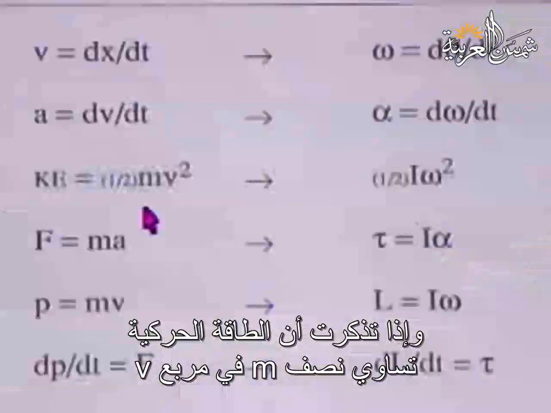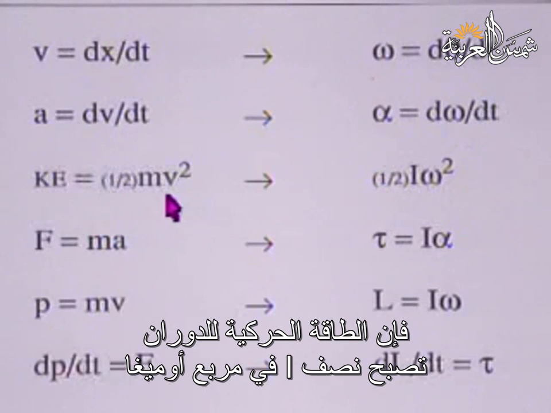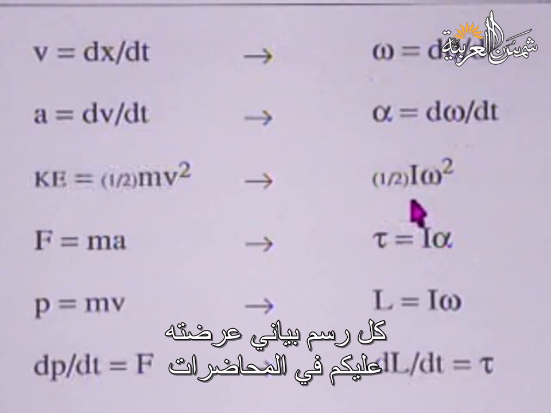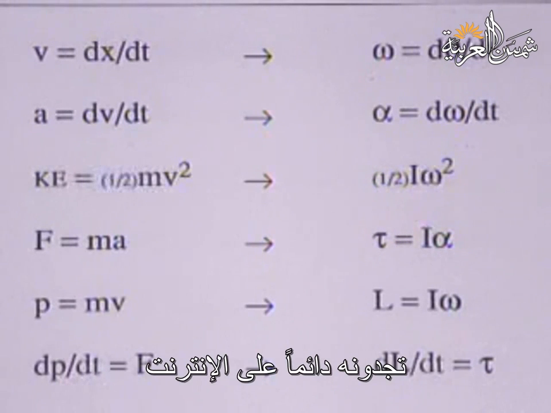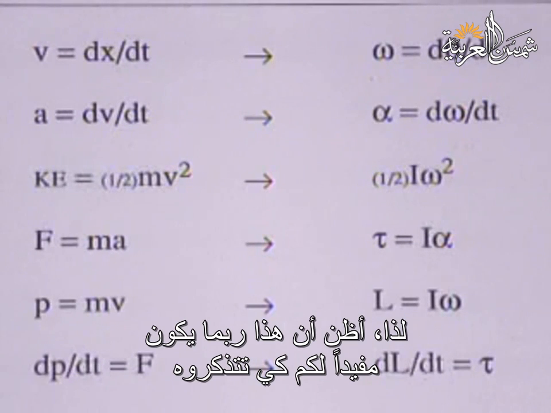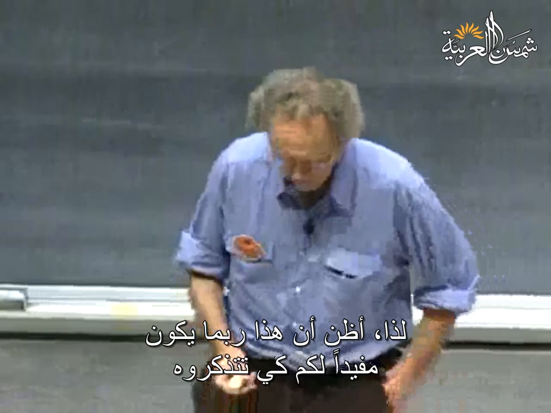If you remember that the kinetic energy is 1/2 mv squared, then the kinetic energy of rotation then becomes 1/2 I omega squared. This is on the web. Every view graph that I show you in lectures is always on the web, and you should look under lecture supplements, and then you can make yourself a hard copy. So I thought this might be useful for you to remember.